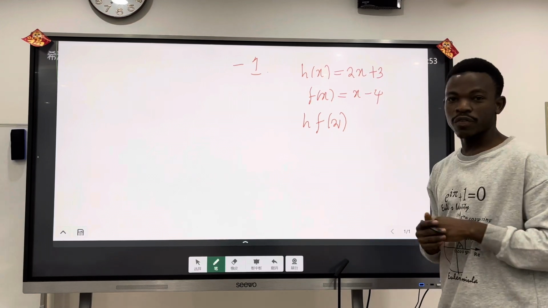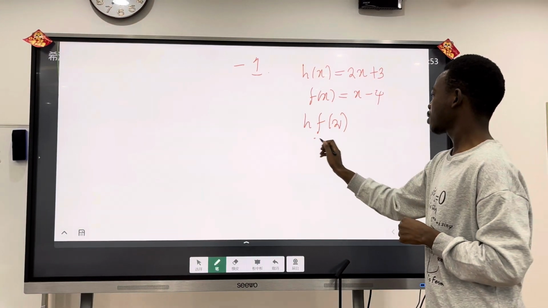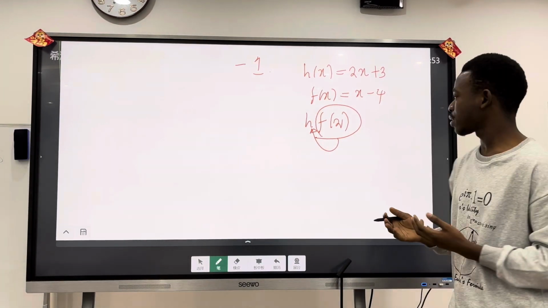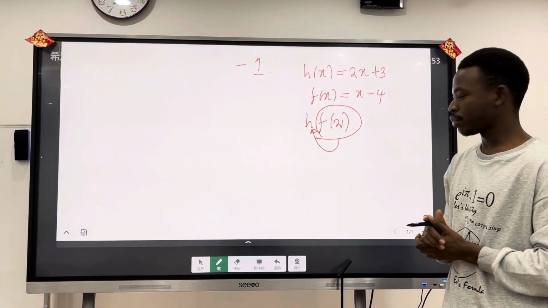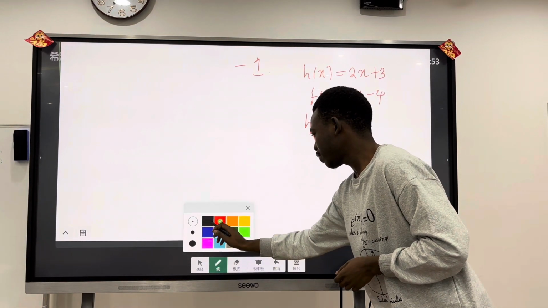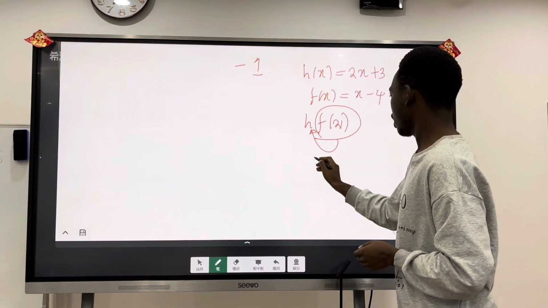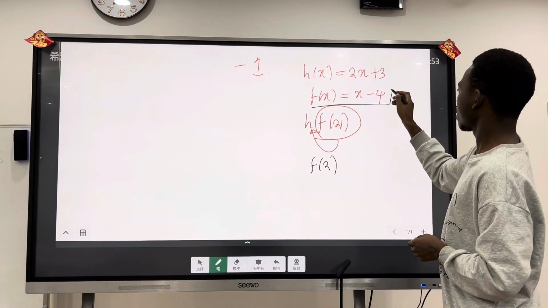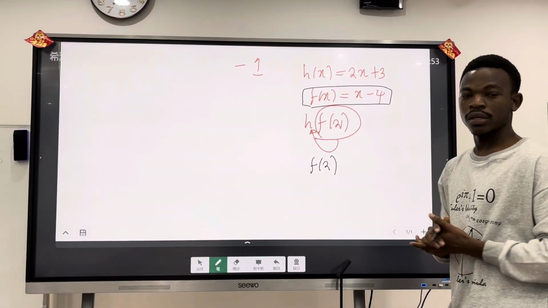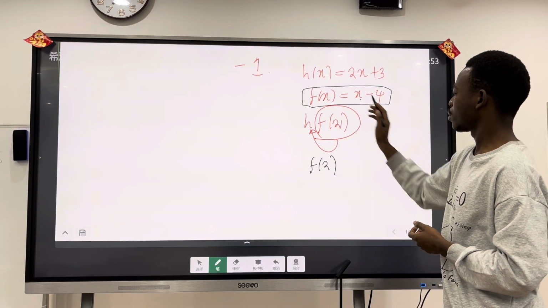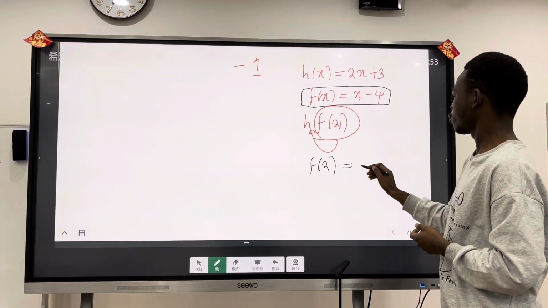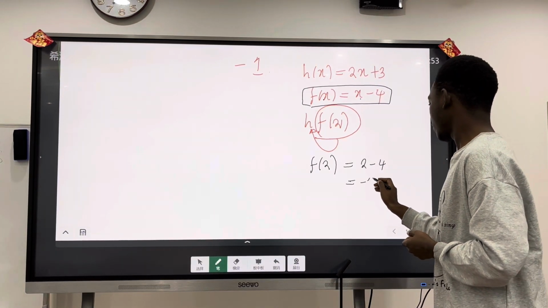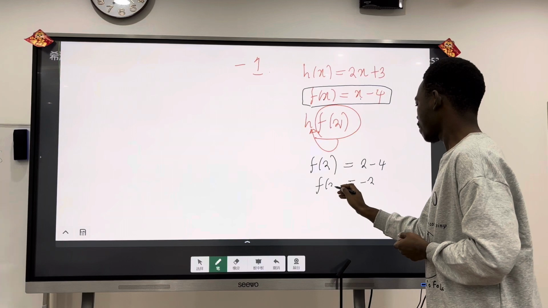So we want to find h of f of 2. We can first of all start with this. We know that this should go in there because these are composite functions. So we can first of all start with f of 2. How can we find f of 2? You can see that we are going to use this function here for us to find f of 2. So where there's x, we are putting 2. So f of 2, here we put 2, so it will be 2 minus 4. So f of 2 will basically give us negative 2. That is f of 2.